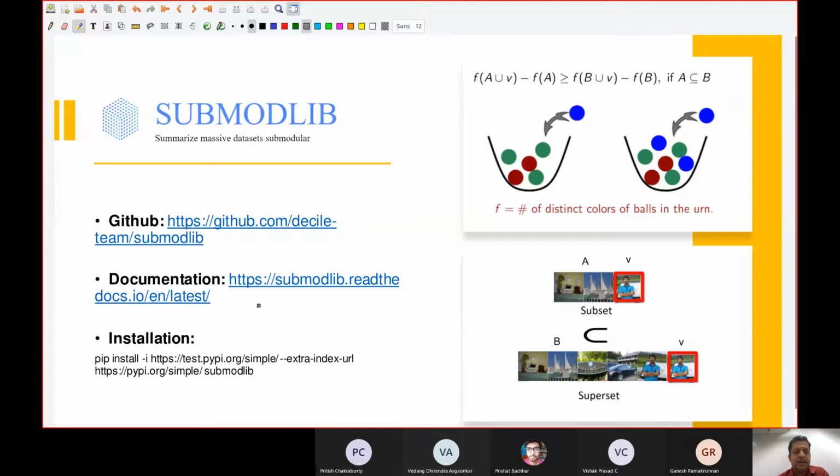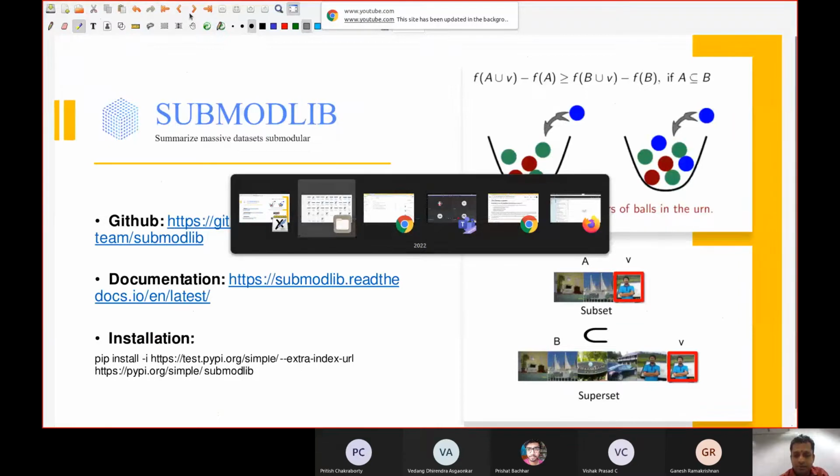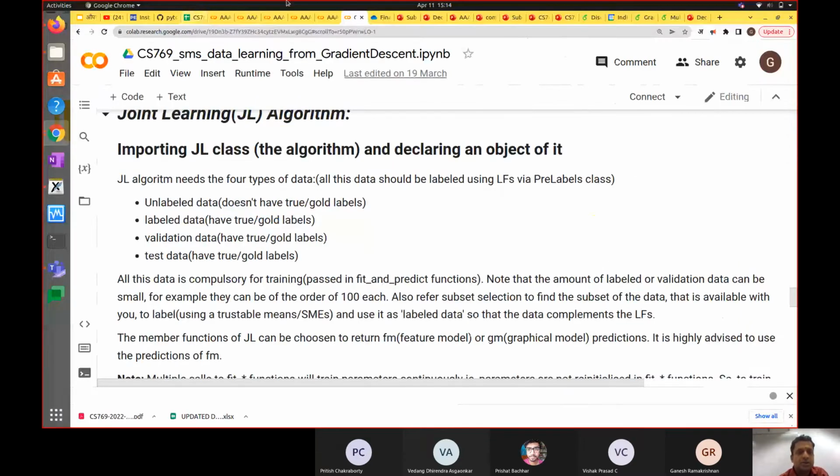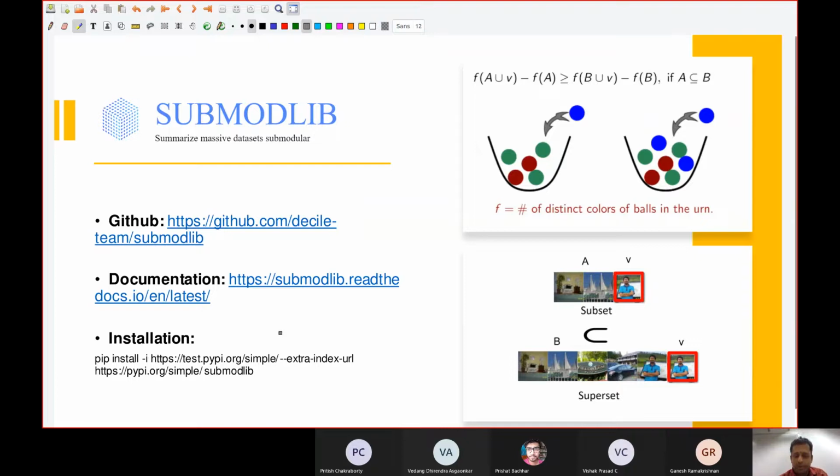Submodlib is very easy to use. It has extensive documentation. Even for lazier than lazy, I have referred you to the documentation. Very well done by his student Vishal. Where is that documentation? Somewhere it's lost. Okay, it's there somewhere here. I'm going to go through some examples. So you can go to submodlib.readthedocs.io.